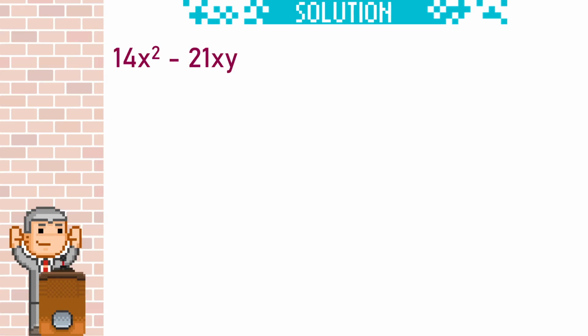To factorise this, we're going to find the number common factor of the two terms. So we're just going to look at the numbers 14 and 21. What number goes into both? 7. Then we're going to look at the letter common factor. So we've got x squared and we've got xy. What letter goes into both of them? It's going to be x. So our common factor is going to be 7x.